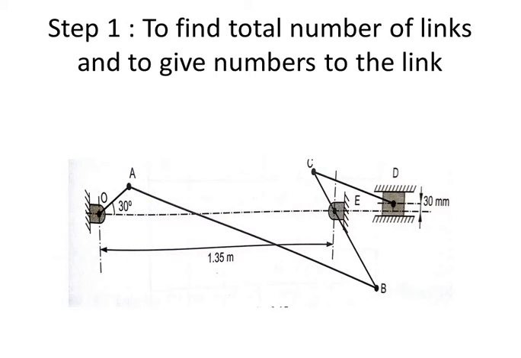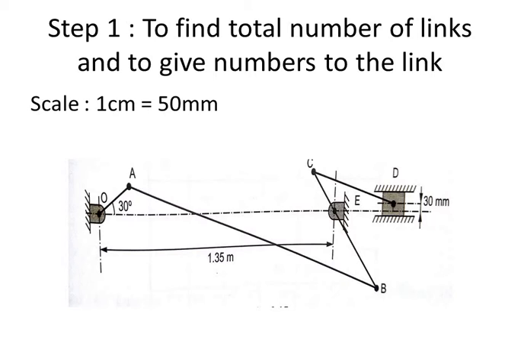To find total number of links and to give numbers to the links. So for this, first we need to draw the configuration diagram. So we will take a scale, say 1 centimeter equal to 50 mm. You can take any suitable scale as per the space availability, but while drawing the mechanism diagram, take care that this mechanism diagram is drawn at the center of the page, because we need to extend these links to get the intersections of those lines to locate the ICR.